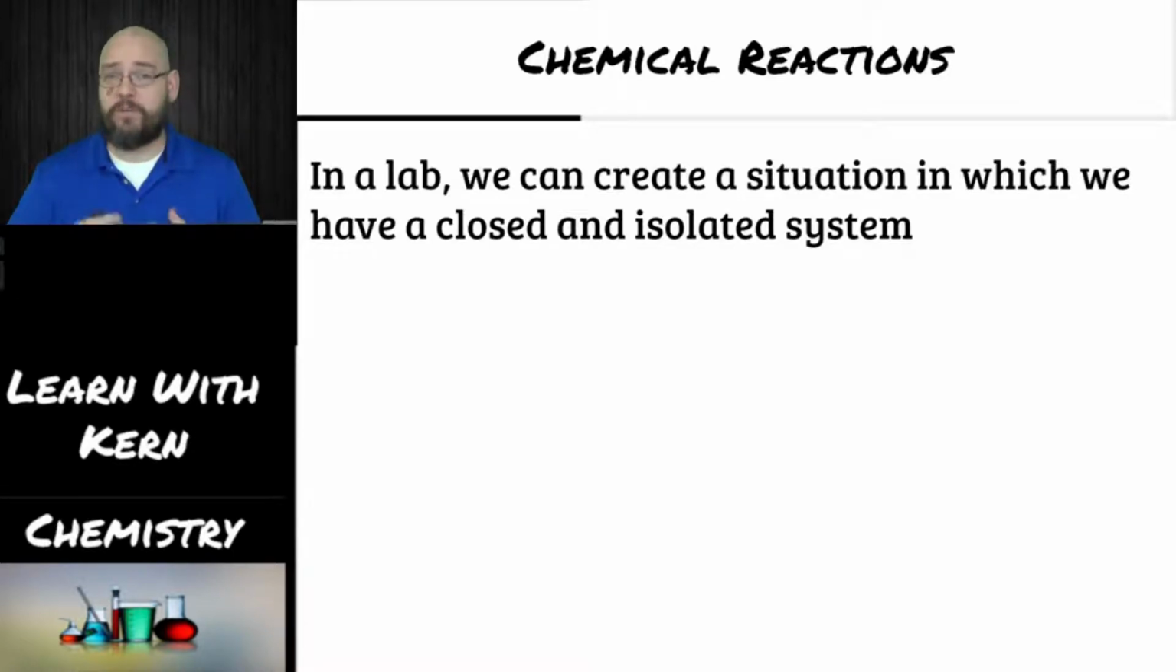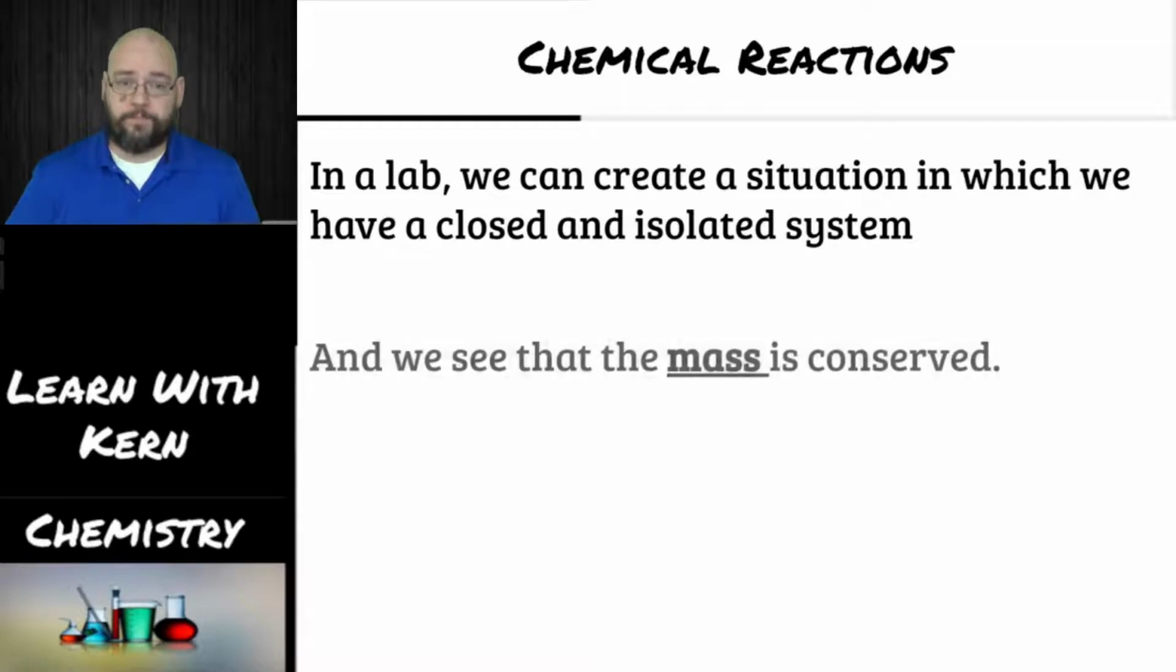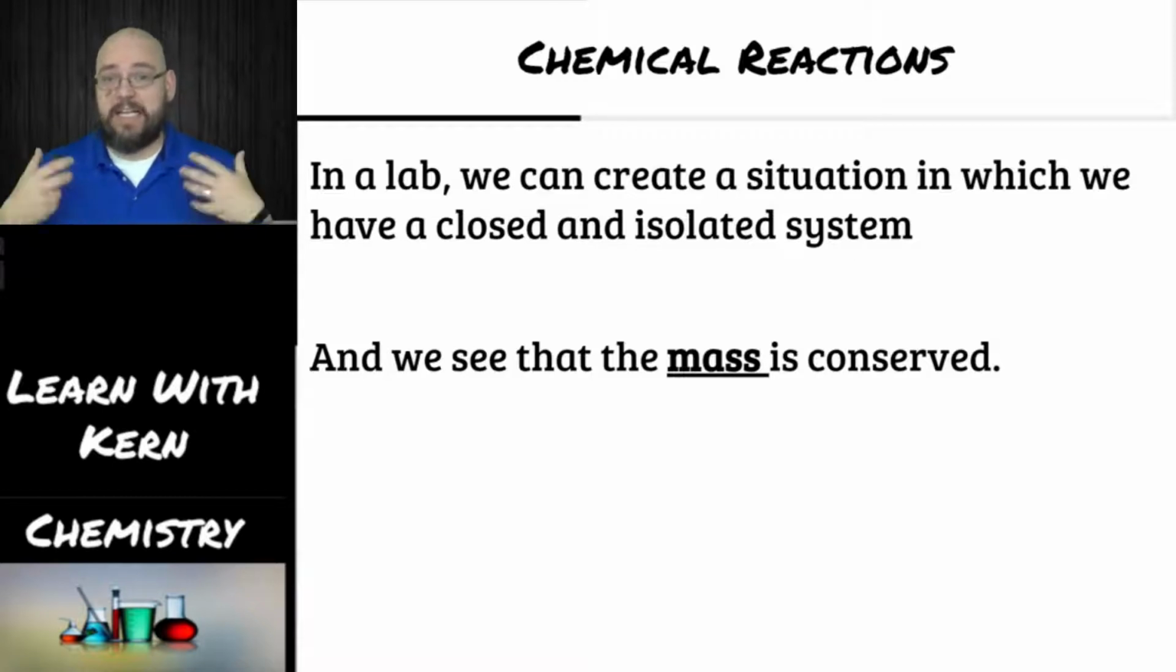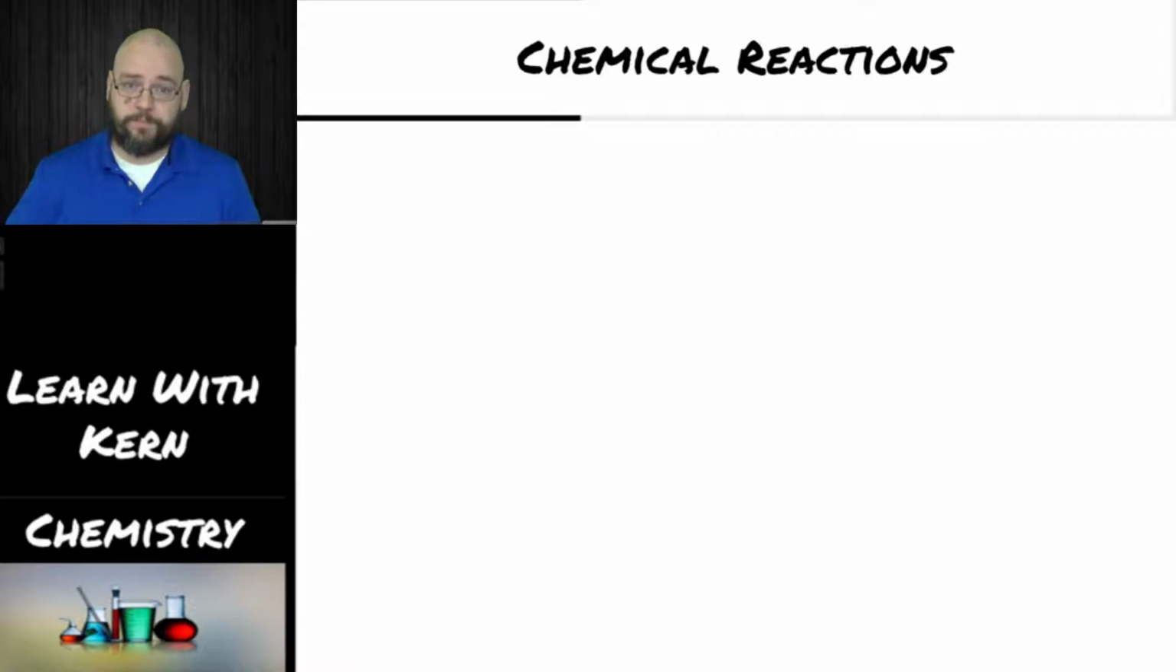So our numbers are never going to work out exactly correct, but they're really, really close. That's what we call experimental error, and we'll talk about that a little bit more later. So when we keep things as close to a closed isolated system as we can, we see that the mass is conserved. The mass before a reaction and the mass after the reaction is the same, which means the mass is conserved. And so we have validated and upheld this law of conservation of mass.